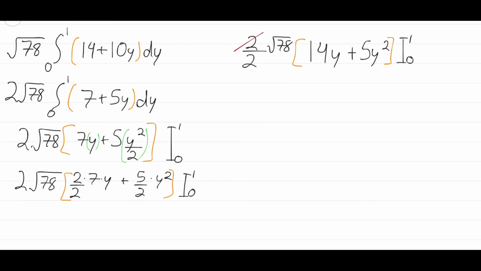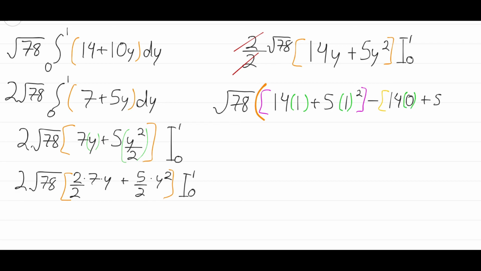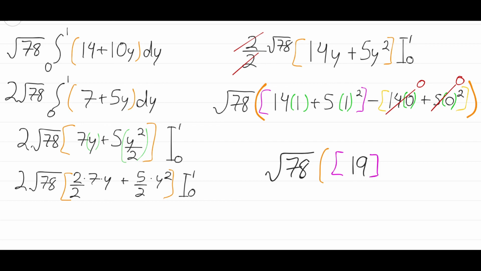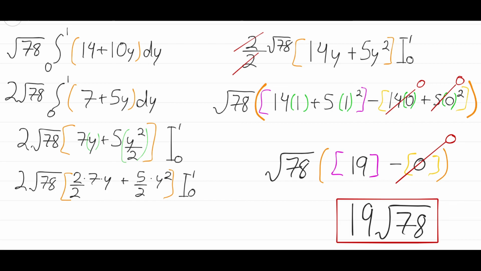So now from here, I can cancel these 2's out. It makes the problem a lot easier. Now I'm left with the square root of 78 times 14 times 1 plus 5 times 1 squared, minus 14 times 0 plus 5 times 0 squared. And I know these terms zero each other out, and I'm left with just the first terms. So the square root of 78 times 14 times 1 plus 5 times 1 squared is equal to 19, minus 0, and I know that goes to 0. So my surface integral, my mass, which is what I was trying to compute, is equal to 19 times the square root of 78.